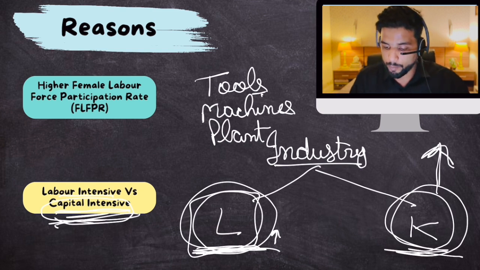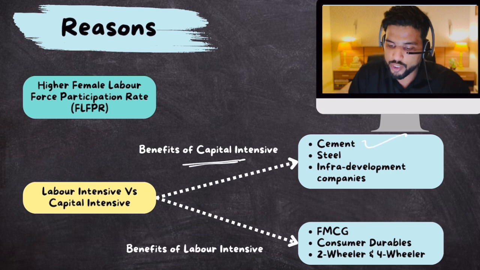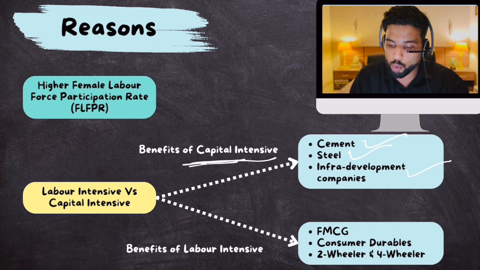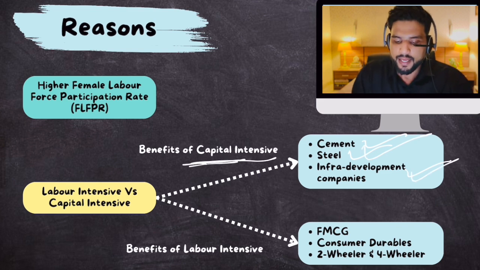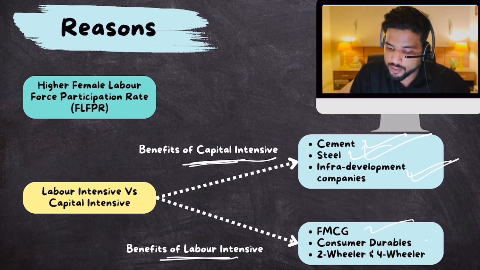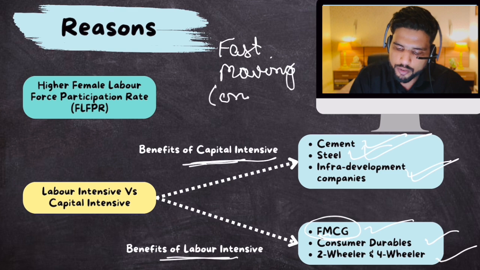Now, one more important thing. If your growth is basically driven by capital intensive industries, then these industries benefit: the cement industry, steel industry, infrastructure development companies. They benefit from capital intensive growth. Why? Because they are dependent on tools and machines a lot. But if your growth is driven more by labor intensive industries, then these industries benefit: FMCG, which stands for fast moving consumer goods.